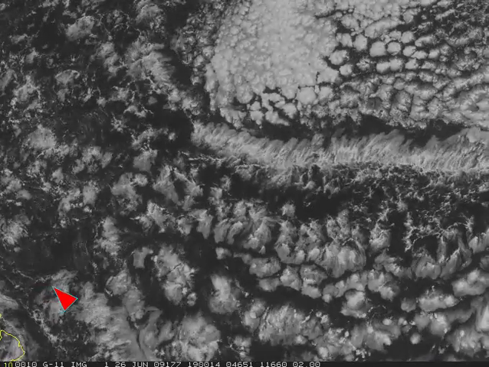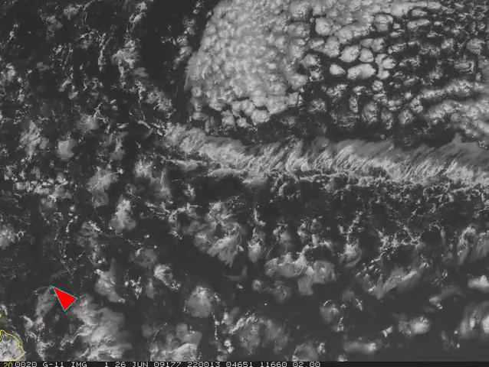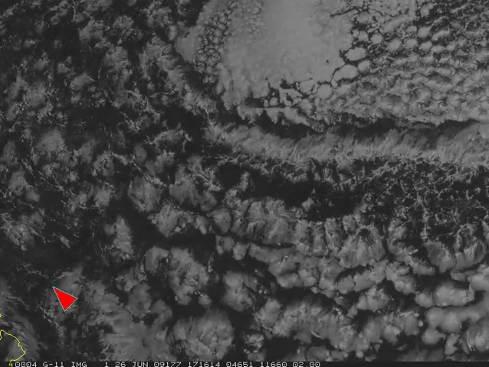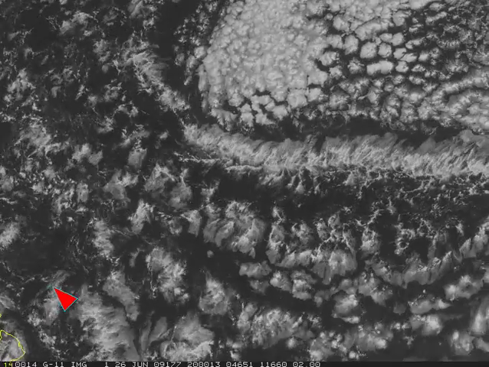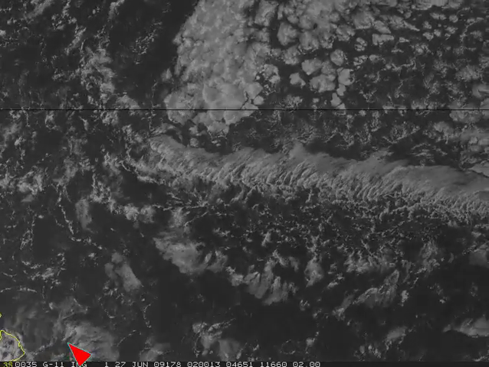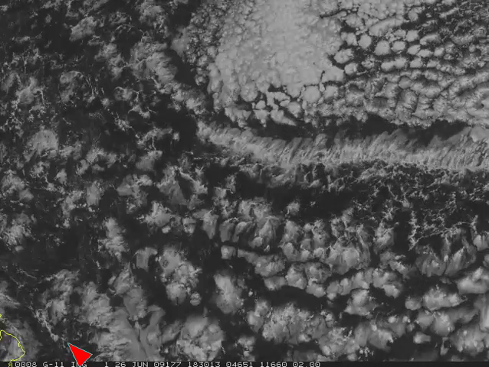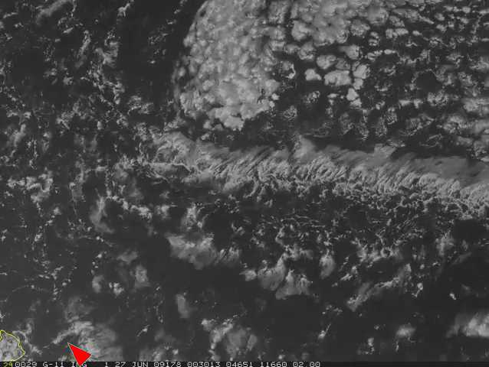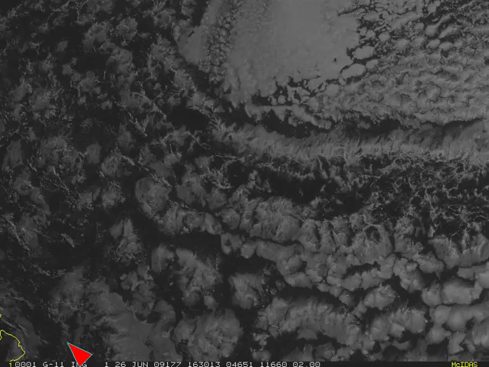As the distance from the west coast of a continent increases, the height of the inversion increases, allowing for the transition to cumulus clouds. Note the cirrus over here that moves over Hawaii. It's quite subtle in the visible imagery. However, we know it's cirrus since it's moving in a different direction than the low-level clouds.